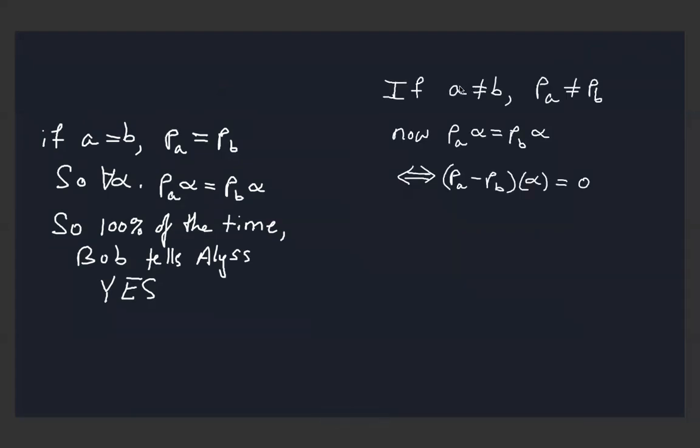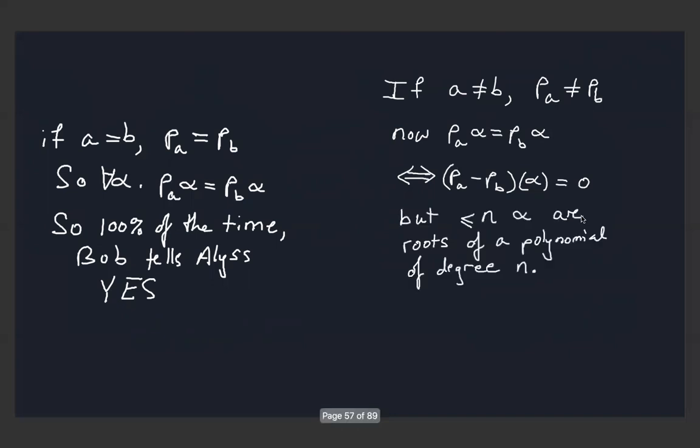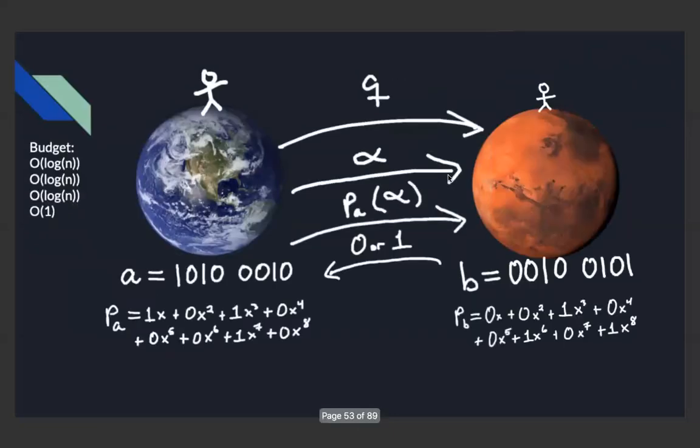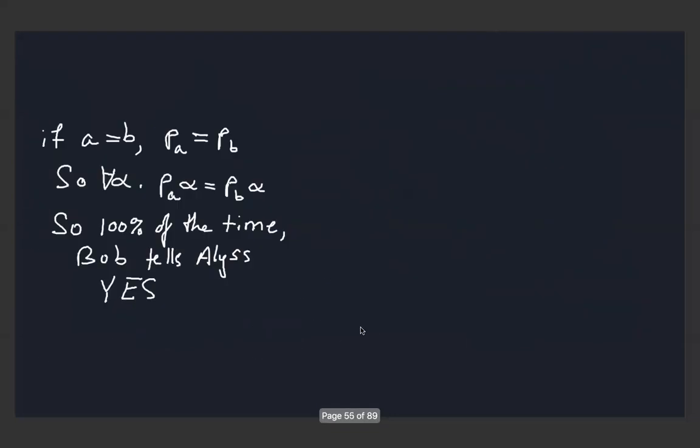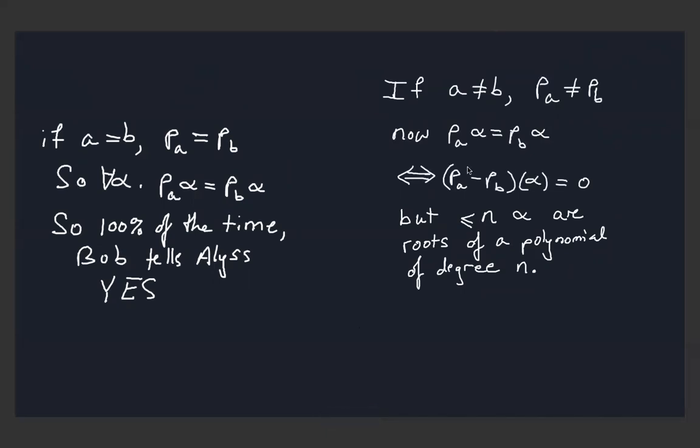What about the other way? Well, if A is not B, then the polynomials aren't equal. So asking when they're equal on this input is asking when PA minus PB, which is some other polynomial, evaluates to 0 on alpha. But we know that PA minus PB is a polynomial of degree at most n. If you remember how we constructed PA and PB, they're polynomials of degree n, and the difference of two polynomials of degree n has degree at most n. And so PA minus PB has at most n many roots.